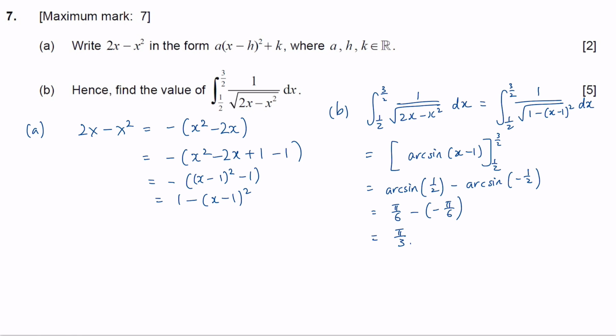In paper 1, for the integrals, the special angles will be in, right? So if you find yourself with some other fraction, something went wrong in your working.